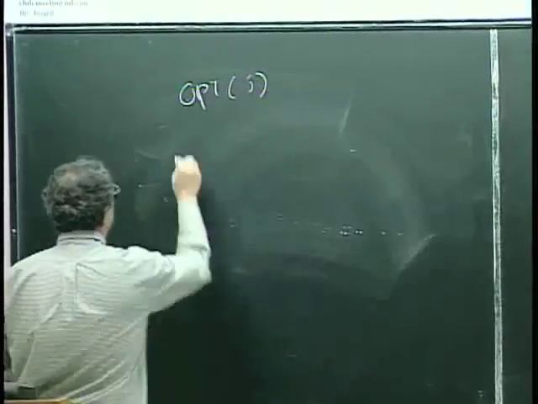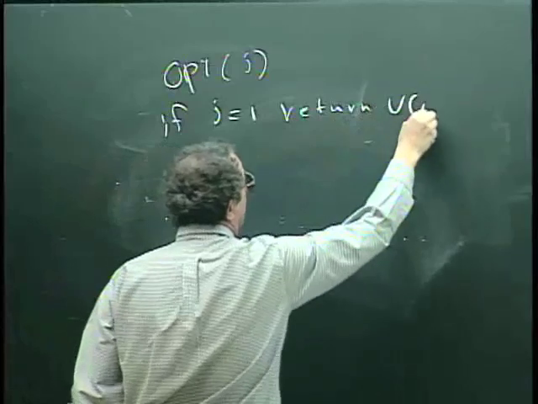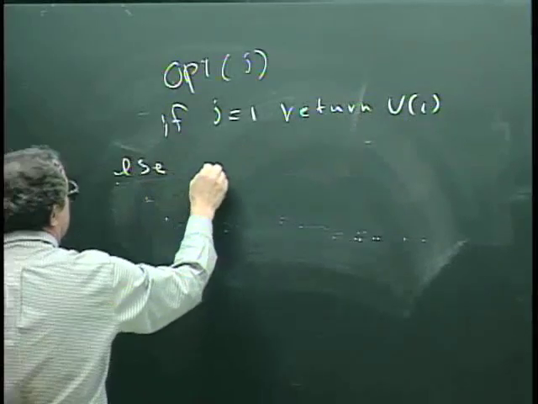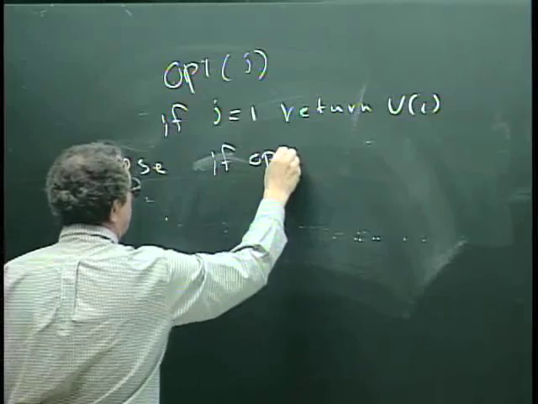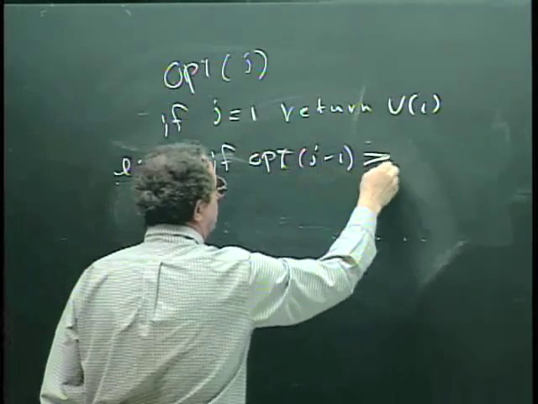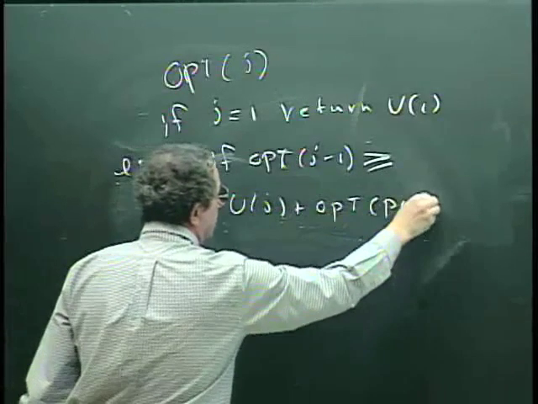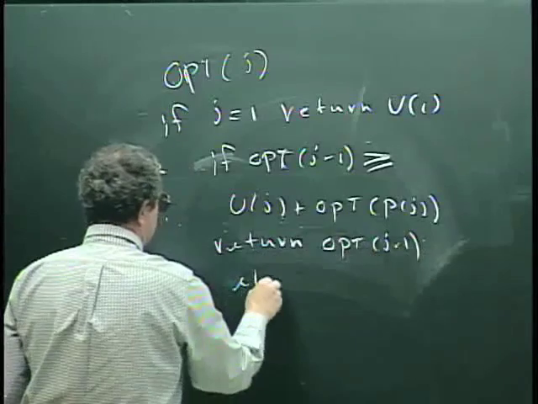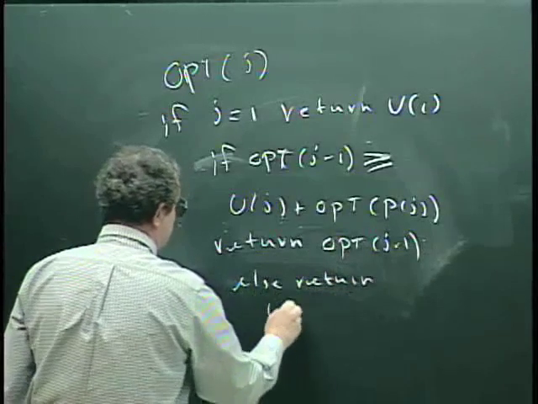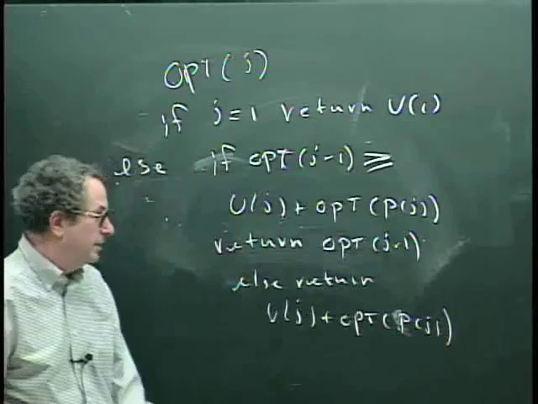So this is opt j, I'm calling opt j. If j equals 1, return v1, else compute, well, if opt j minus 1 is greater than or equal to vj plus opt pj, return opt j minus 1, else return vj plus opt pj. And, you know, I said 5 minutes, and I've just finished it.